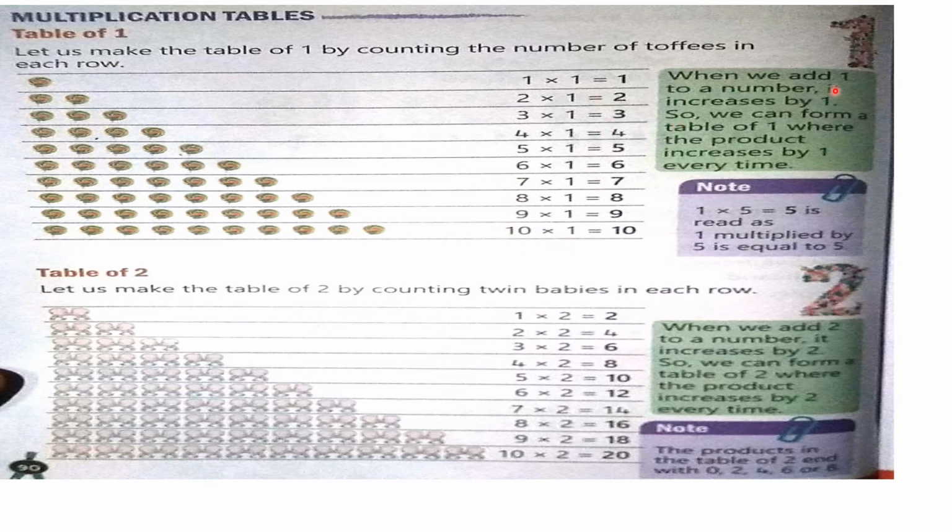So when we multiply a number by 1, it increases by 1. So we can form a table of 1 where the product increases by 1 every time, as you can see here.